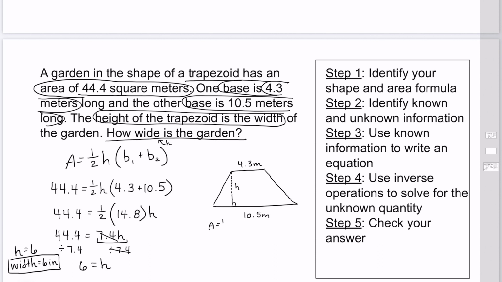Now, before we call that our final answer, let's check our answer. That's step 5. So I'm rewriting my formula for the area of the trapezoid, and now I'm going to plug in my known information. I now know that the height is 6 inches, and I'm going to multiply that by the two quantities for the bases that we already knew. I'm going to rewrite that now, having solved for the parentheses. So I'm multiplying 1/2 times 6 times 14 and 8/10. And when we multiply that through, I do in fact get 44 and 4/10 as my final answer, which is what I am supposed to get based on this problem.